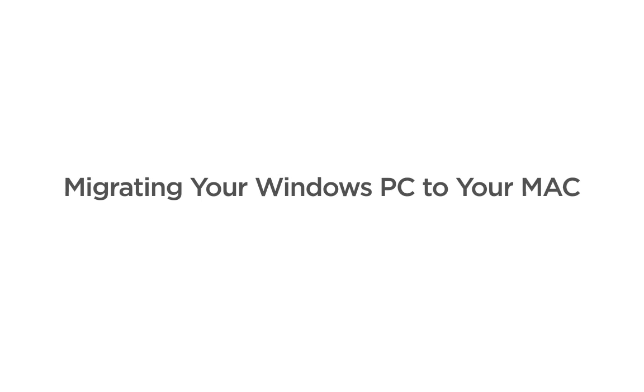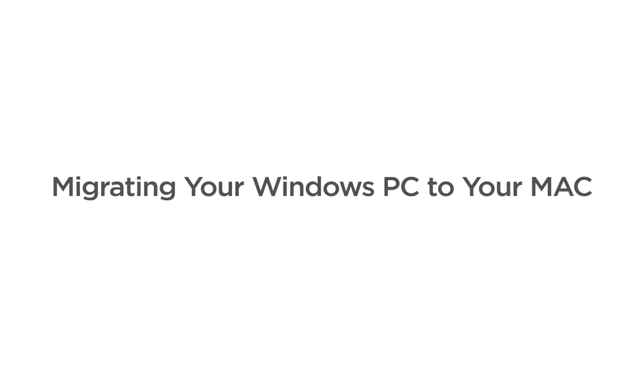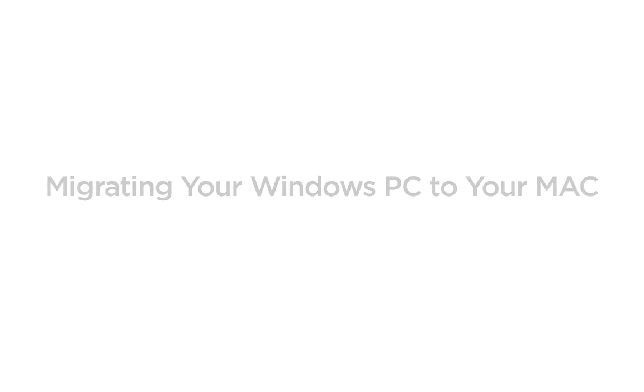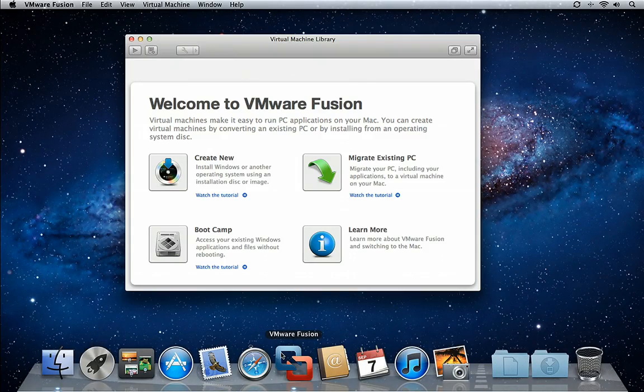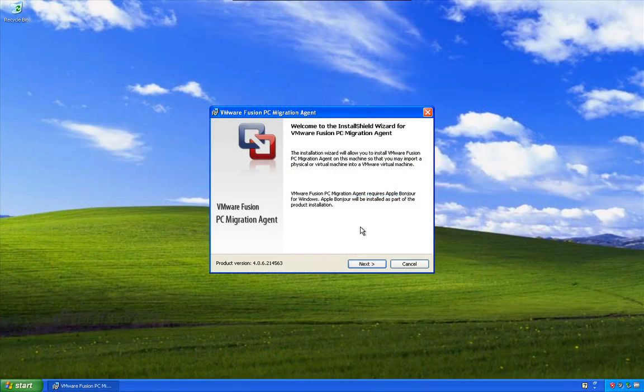With VMware Fusion's Migration Assistant, you can painlessly migrate your entire Windows PC over to your Mac. From the VMware Fusion Welcome menu, select the Migration Assistant option. Next, we will prepare the PC for migration.